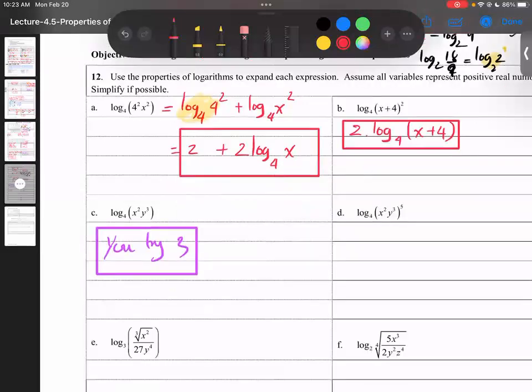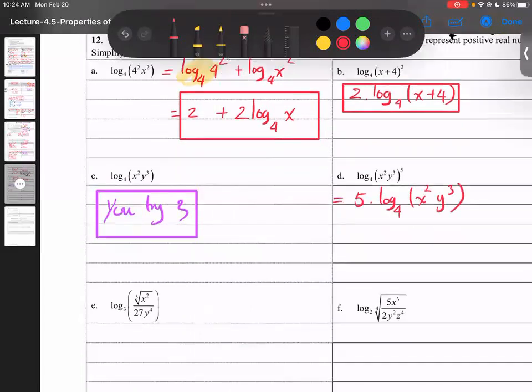D, what I'm going to do first is put the 5 to the front and multiply it to the whole log. So 5 times log base 4 of x squared times y cubed. Some people are really good at this, they can do multiple steps in one line, which is fine. Then I expand because the product now becomes a sum of logs. Let me ask you, is this right?